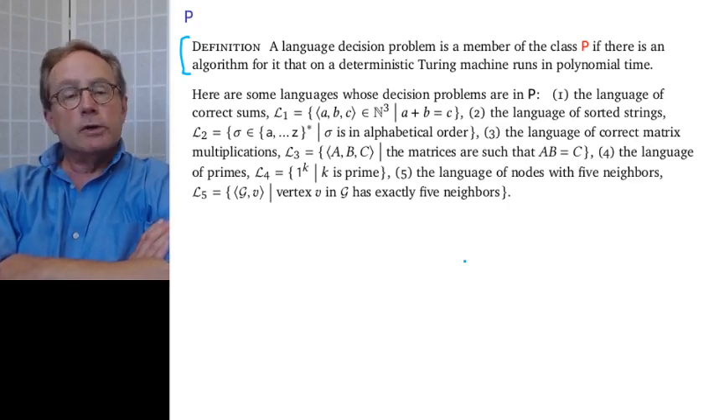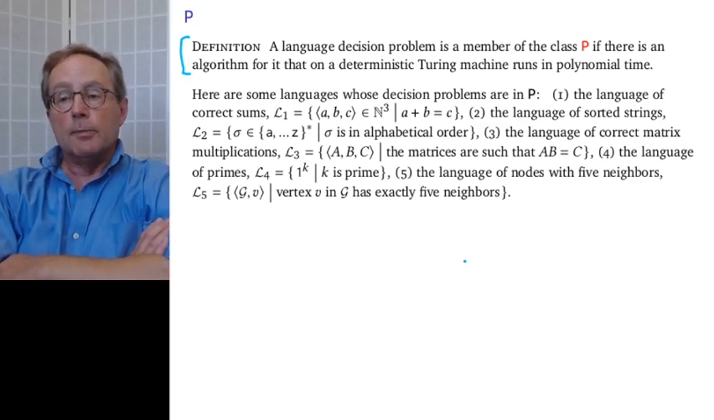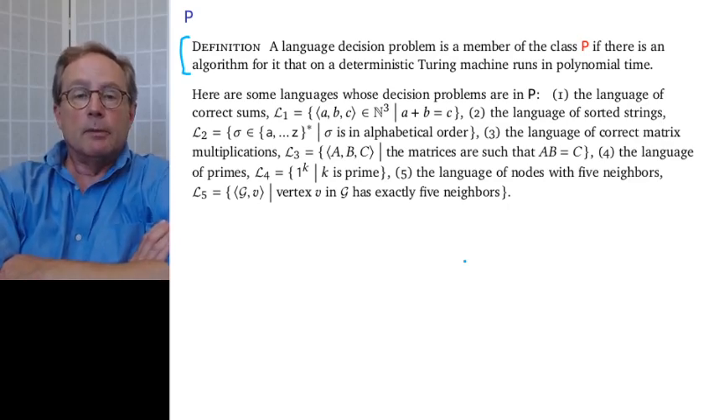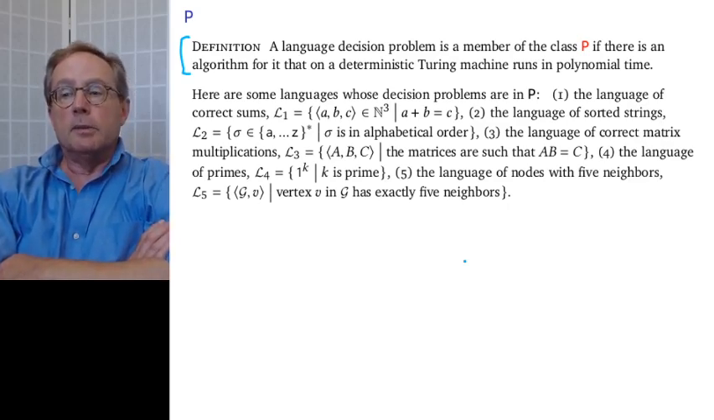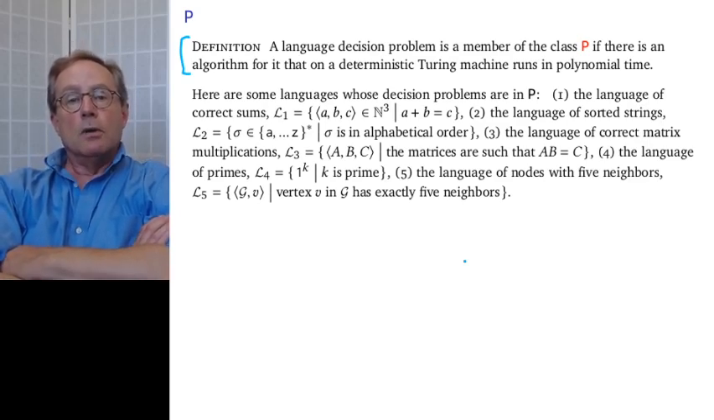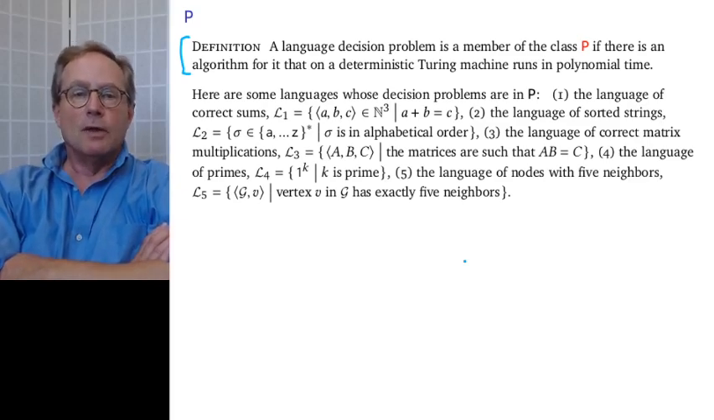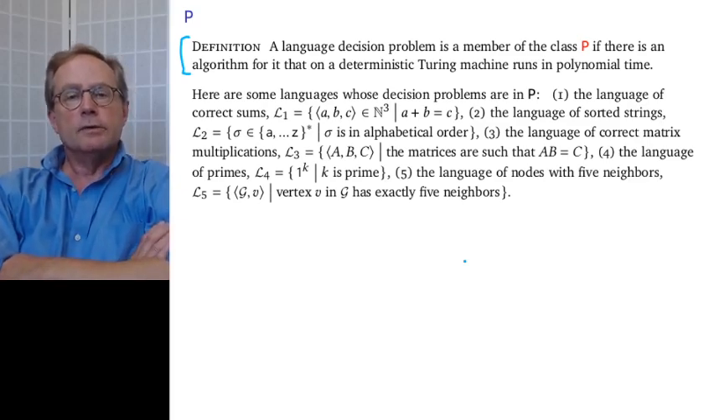Language of correct matrix multiplications, L3. If somebody gave you sigma equals the triple, A comma B comma C, where A times B equals C, and then the three or more matrices, could you check in polynomial time, given a particular triple, could you answer yes or no? Could you write an algorithm that answers yes or no in polytime? Yeah, I think so. I think big O of n cubed kind of stuff.